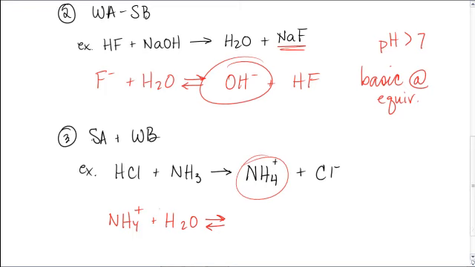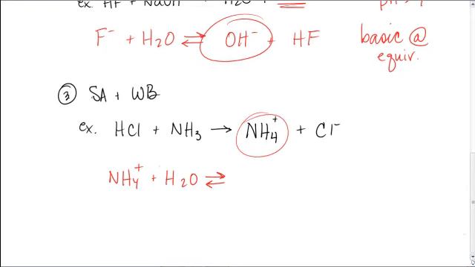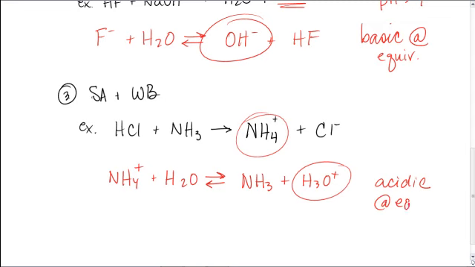Maddie, what would the products be? Exactly right. NH3 and H3O plus. And so because of this, that's going to be acidic at the equivalence point. And so the pH is going to be less than 7 when you hit the equivalence point for this titration.